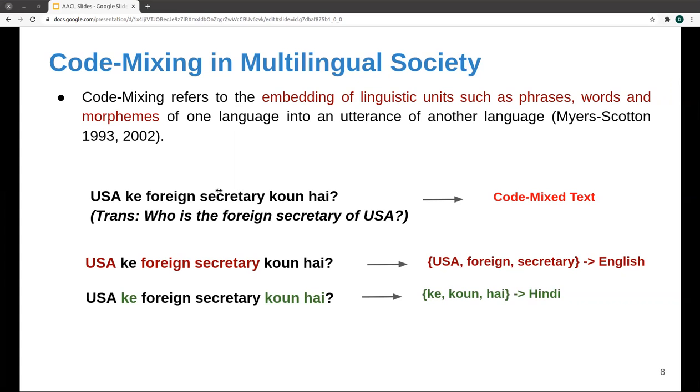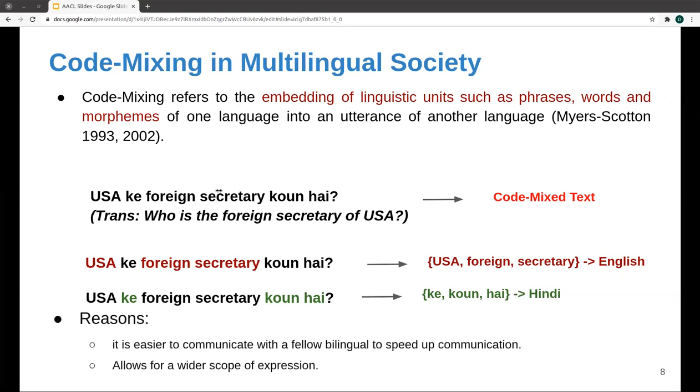There are some reasons for code mixing. The first is it is used to speed up the communication process when someone knows that the other person to whom he or she is speaking understands multiple languages. It is also used to express better and wider. For example, politicians and celebrities tweet in multiple languages for wider accessibility.